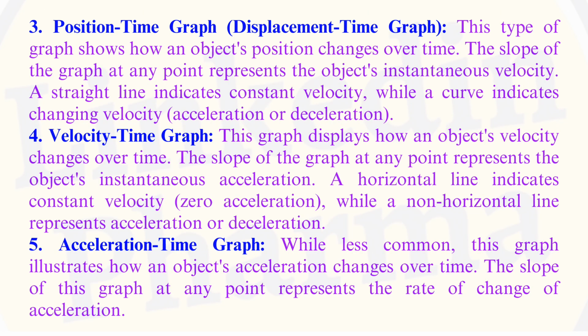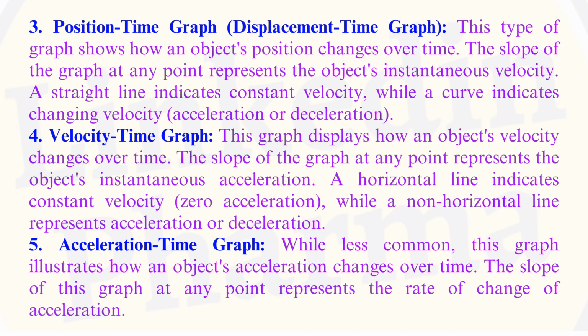3. Position time graph, displacement time graph. This type of graph shows how an object's position changes over time. The slope of the graph at any point represents the object's instantaneous velocity. A straight line indicates constant velocity, while a curve indicates changing velocity, acceleration or deceleration.